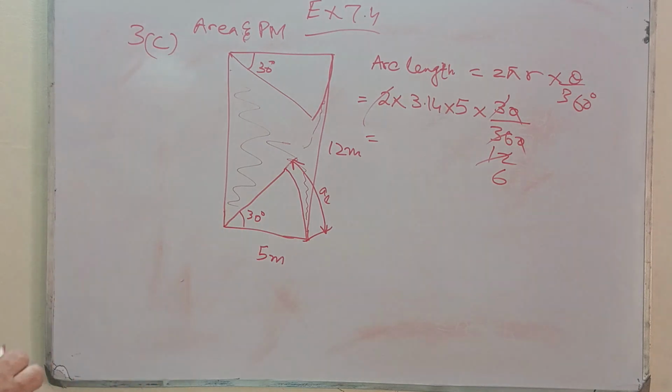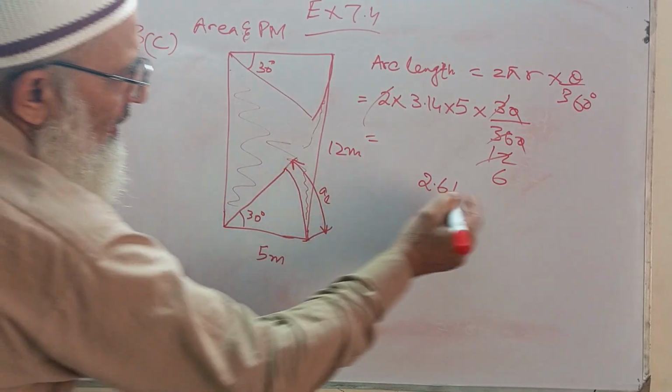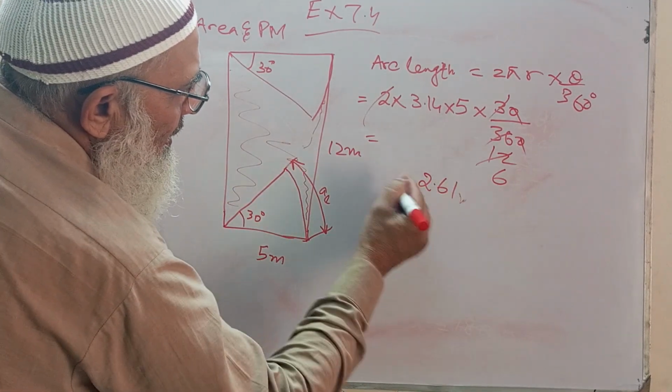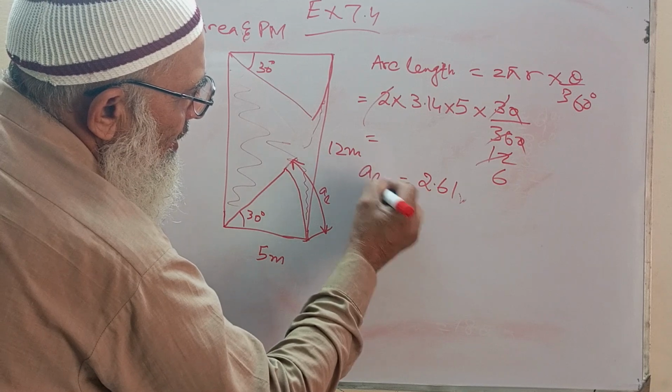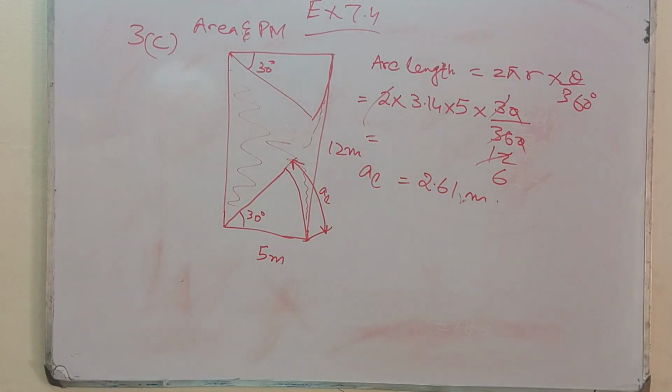Divided by 6, which is 2.61. 2.61 is the arc length, in meters. It is 2.61 meters.